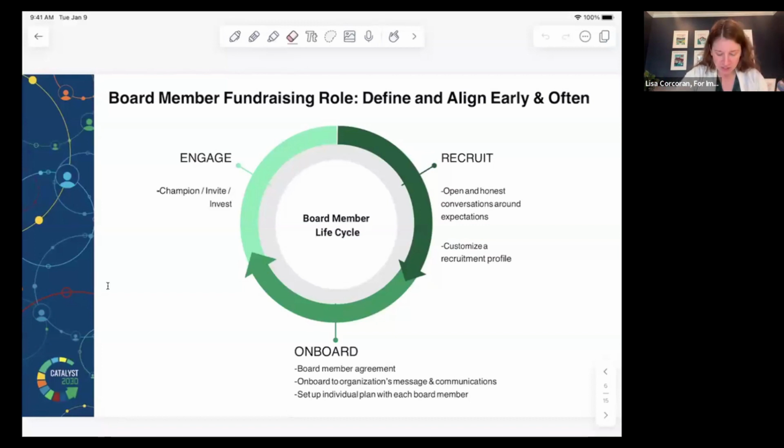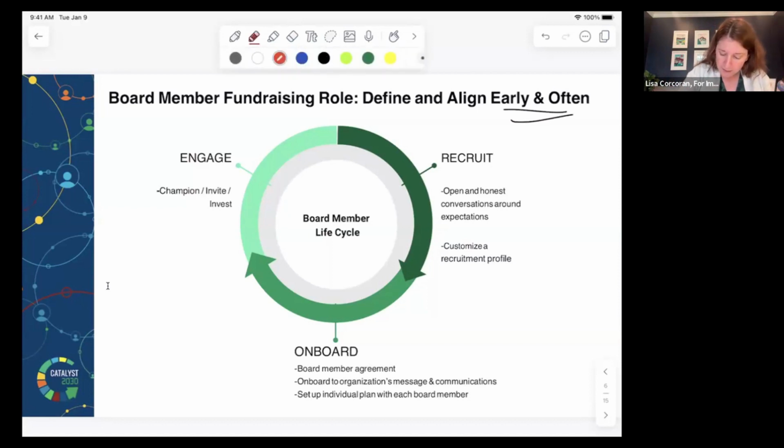One of the first things I want to make clear or recommend is that this is not a one-time thing, that we engage them once and then we check it off and we're done, right? This engaging around fundraising is something that we need to do early and often, all right? Early and often. So even let's start at the very beginning.